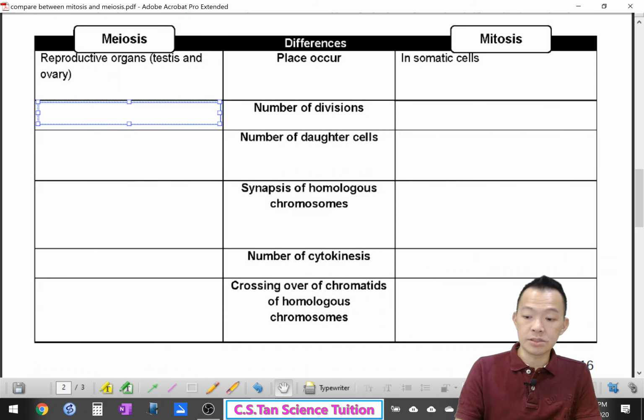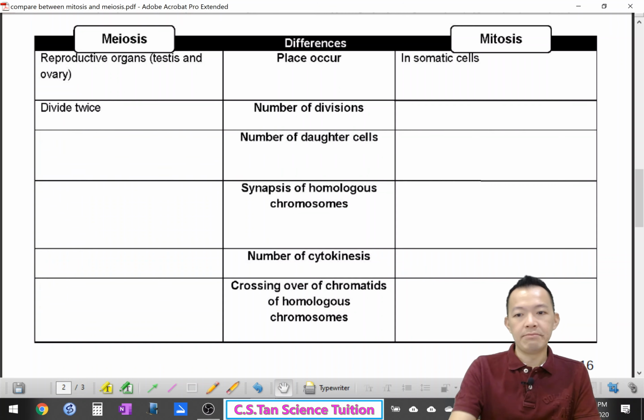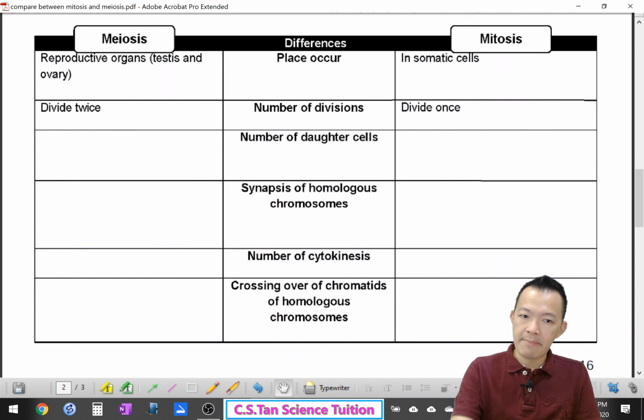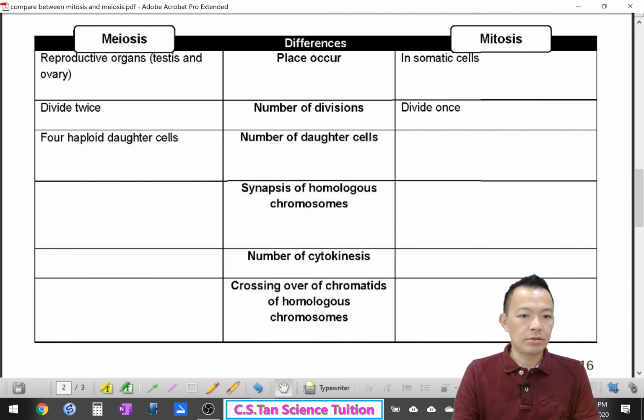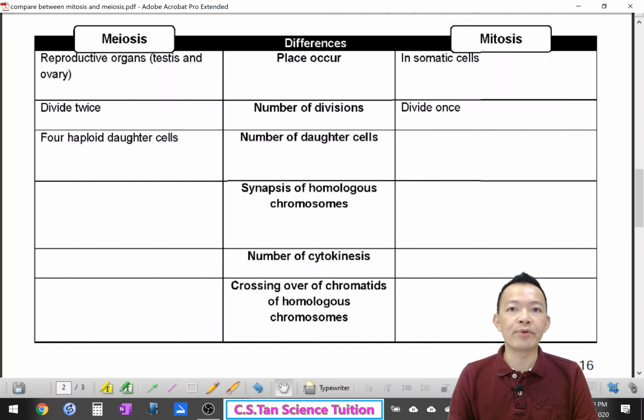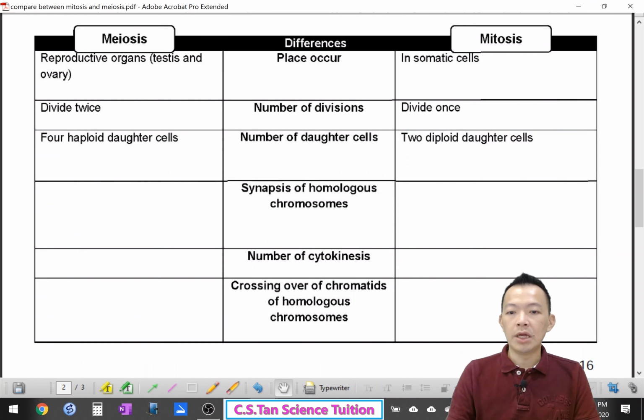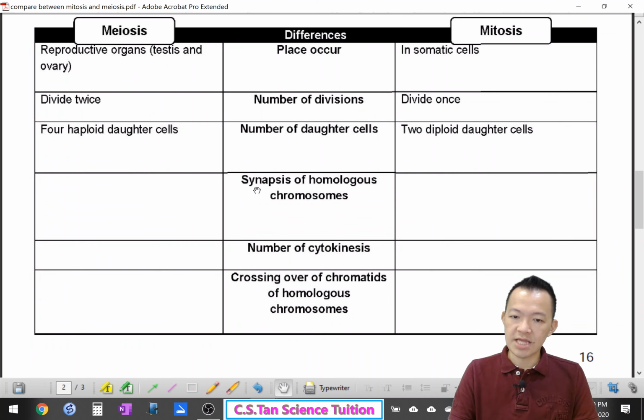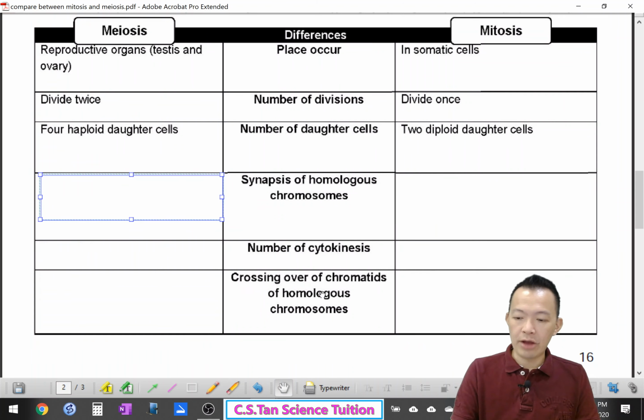Number of divisions: meiosis has 2 divisions, meiosis 1 and 2. Mitosis, 1. Number of daughter cells: meiosis, 4 half-ploid daughter cells. Mitosis, two diploid daughter cells, two identical new cells.